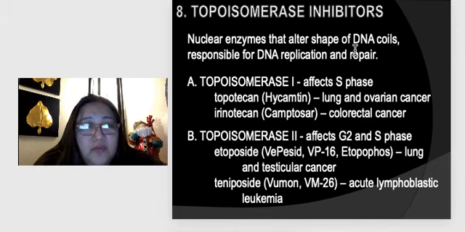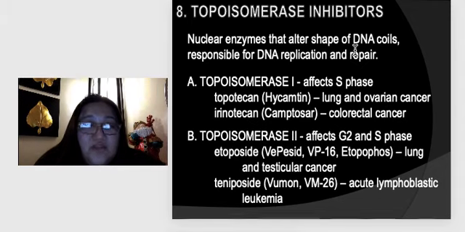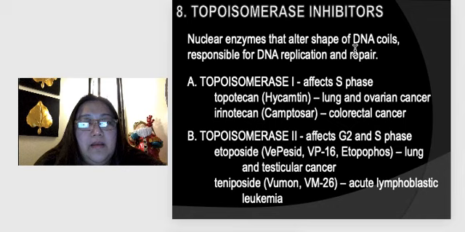Now, topoisomerase inhibitors are nuclear enzymes which alter the shape of the DNA. Kaya, pag na-alter yun, nagkakaroon ng problem si cancer cell dun sa pag-replicate at pag-repair niya. Merong topoisomerase 1 and topoisomerase 2. So, si topoisomerase 1 is S-phase. Topotecan is specific for lung and ovarian cancer. Irinotecan is for colorectal cancer. That's why I mentioned kanina, pang isa or dalawang klaseng cancer lang sila. Yung topoisomerase 2 naman, G2 and S, etoposide is for lung and testicular cancer. Teniposide is for leukemia.